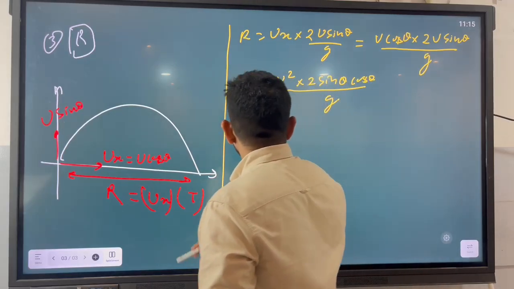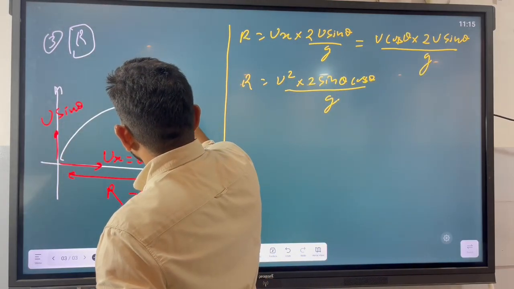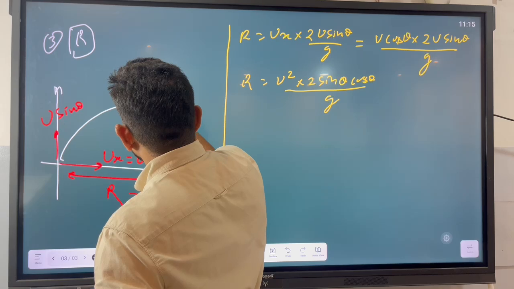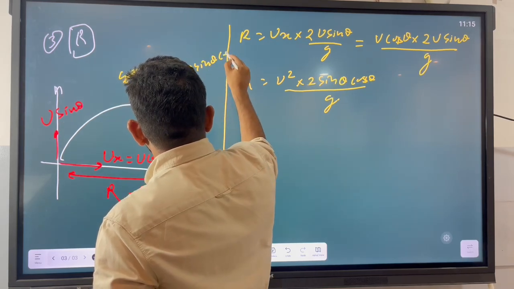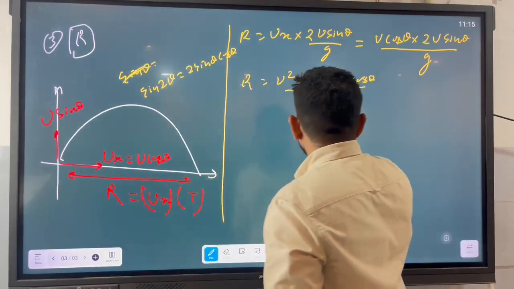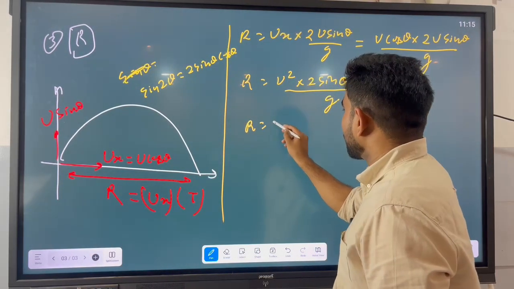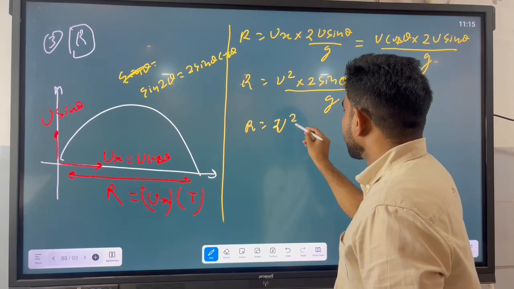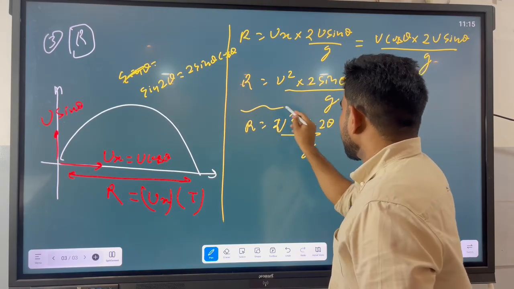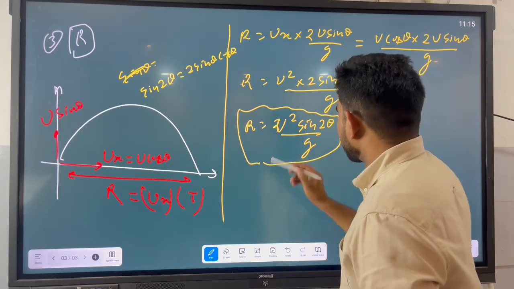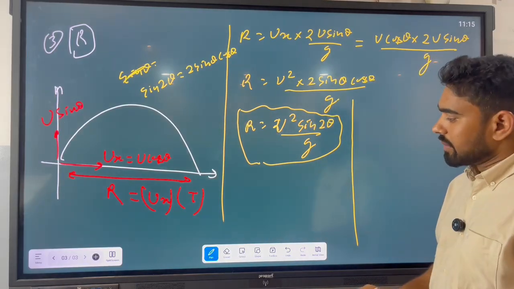From the mathematical formula, sin 2 theta equals 2 sin theta multiplied by cos theta, so putting it here, R equals u square sin 2 theta divided by g. This is the range of projectile.